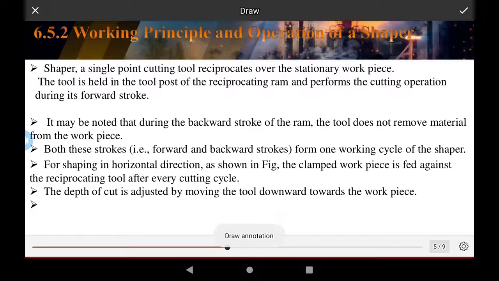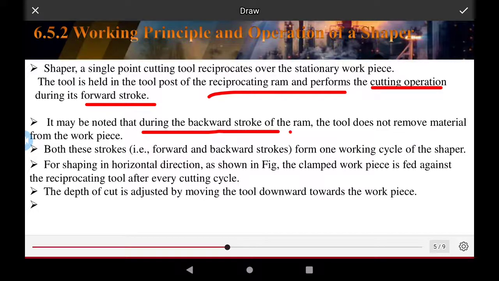The working principle of operation of the shaper machine. In a shaper, the single point cutting tool reciprocates over the stationary workpiece. The tool is held in the tool post of the reciprocating ram and performs the cutting operation during the forward stroke. It may also be done during the backward stroke of the ram.